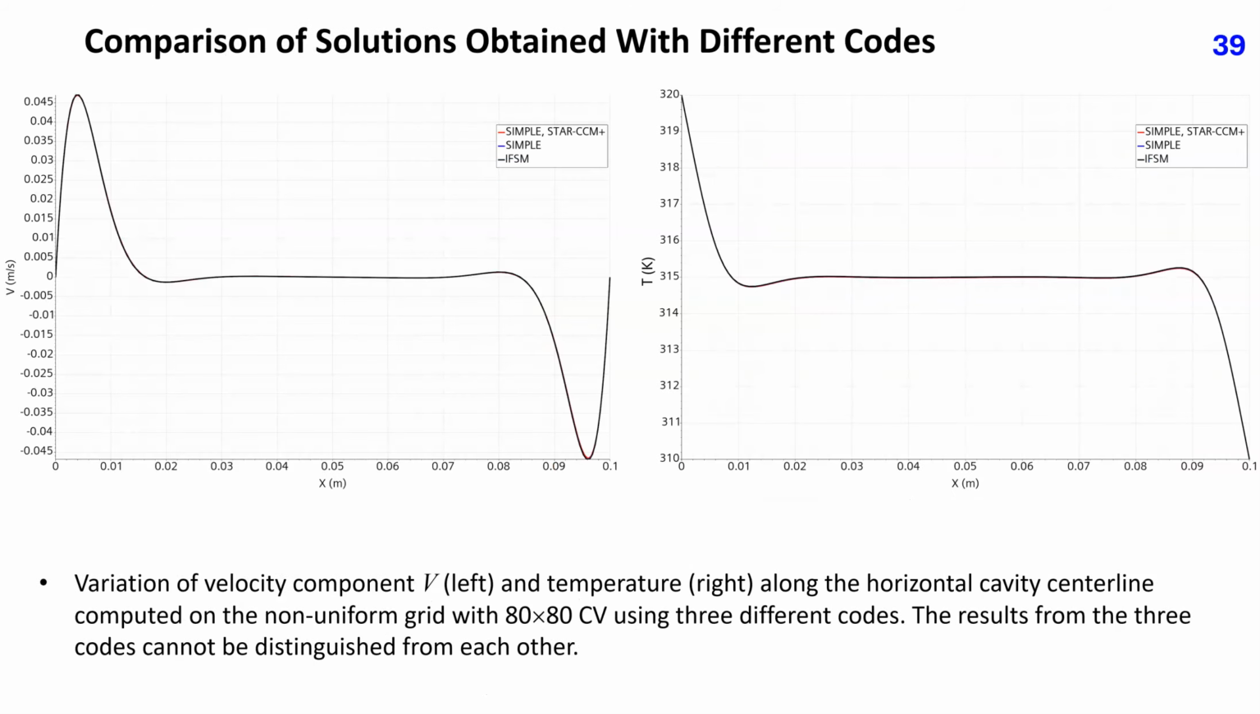These plots show the variation of velocity component V on the left and temperature on the right along the horizontal cavity center line, computed on the non-uniform grid with 80 by 80 cells using 3 different codes. The results from the 3 codes cannot be distinguished from each other.